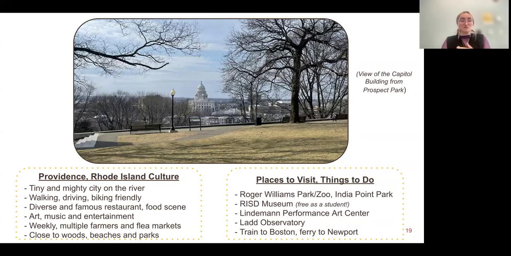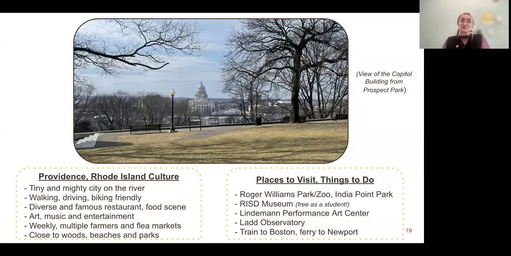It is a small city, but it's walking, driving, and biking friendly. A lot of students ask, do I need a car? And that is up to you. It has a good walk score, but there's also a lot of good public transportation available. And as a Brown University student, you will get free ridership on both the Brown University shuttles as well as the Rhode Island Transit Authority buses.